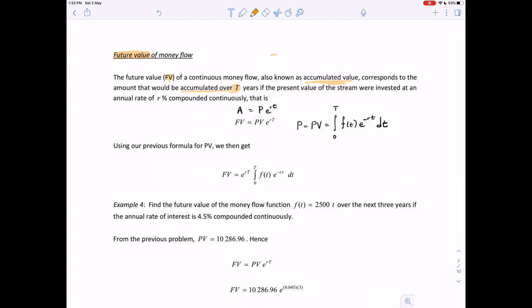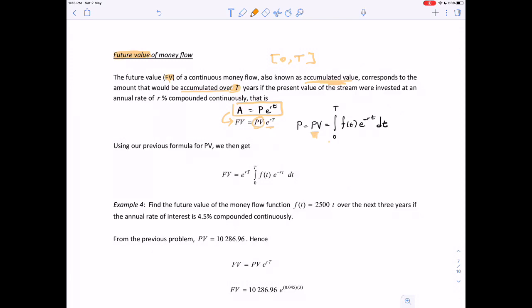So again, we're talking about from now to some end time, big T. And we are going to, again, base ourselves on A = Pe^(rT). This time, A is going to be our future value. P is our present value, and we're multiplying by e^(rT). Oh, but wait, hold your horses.